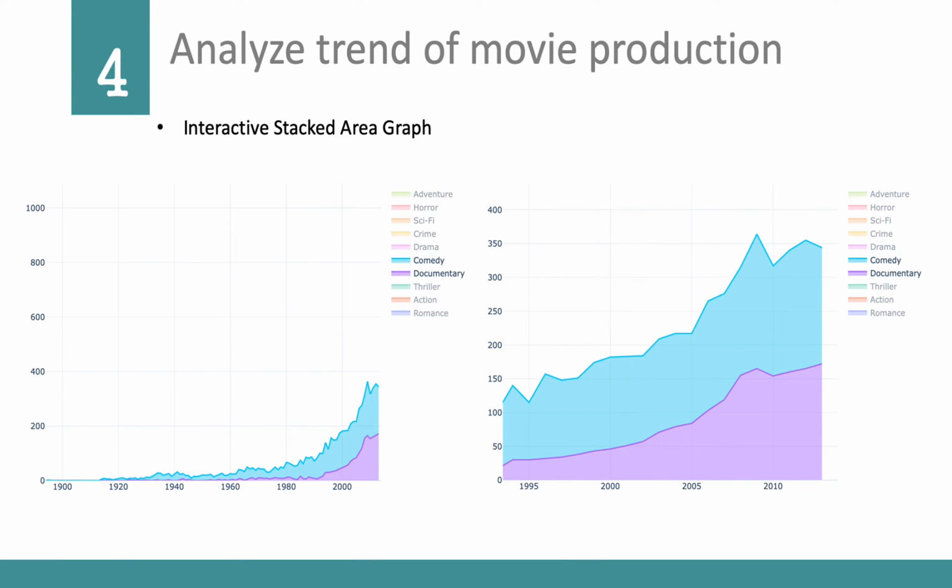Besides, users can click on Legend to select or deselect a genre. Double-clicking will isolate one single genre. The screenshot on the left shows an example of this, from which we can tell that the production of documentary movies has reached a level similar to comedy movies since 2010. Users can also select a rectangular portion on the graph to zoom in and view local details. The right picture is an example.